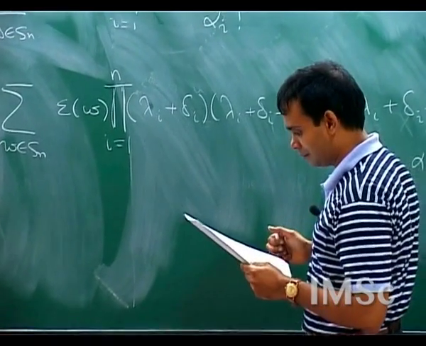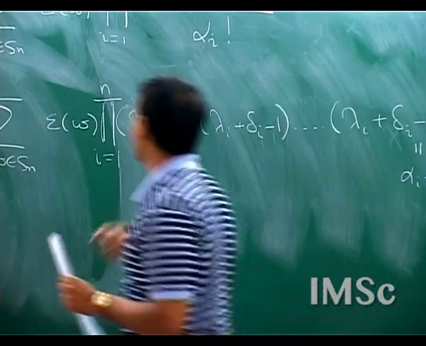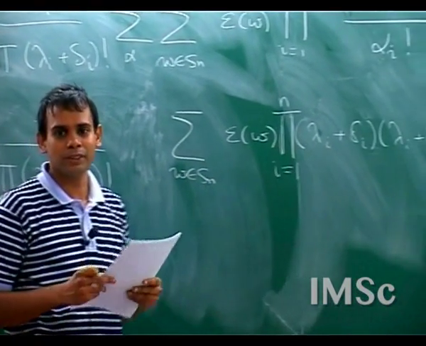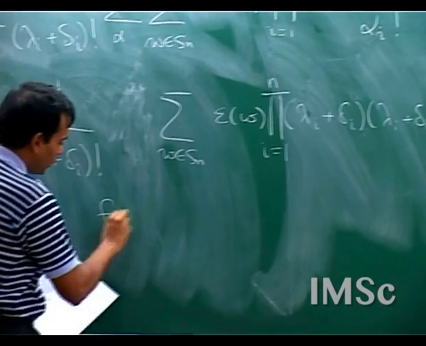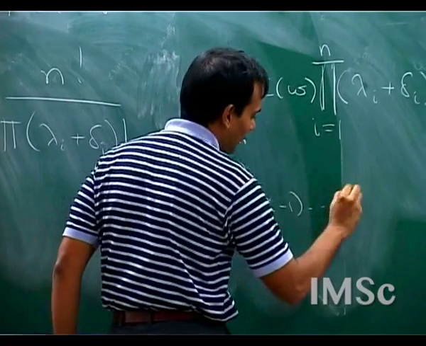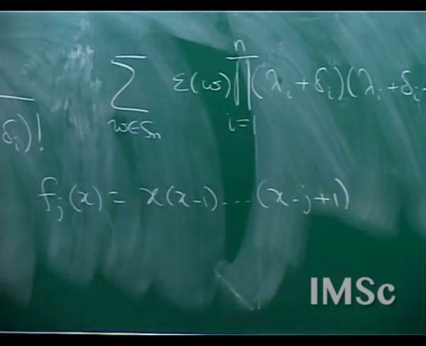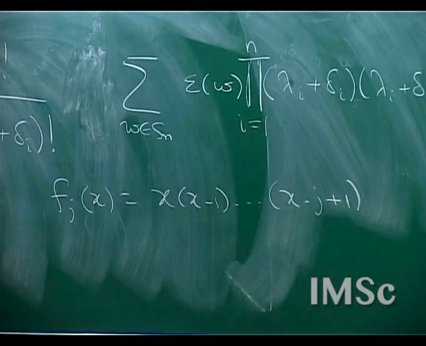Is that okay? So now I want to bring this down to the Vandermonde determinant. So here's what we'll do. If you define fj of x to be the polynomial x times x minus 1, you take j factors, so x minus j plus 1. So that's a monic polynomial in x of degree j.